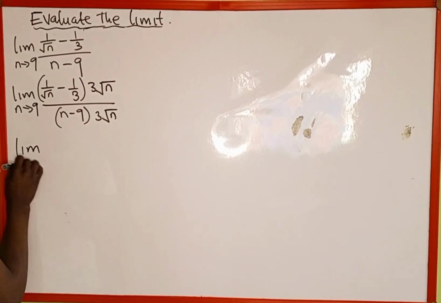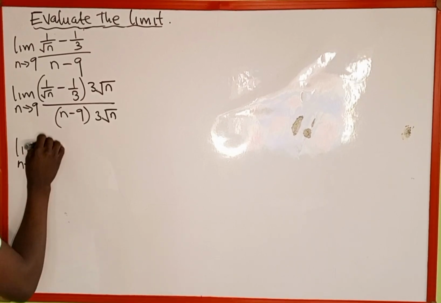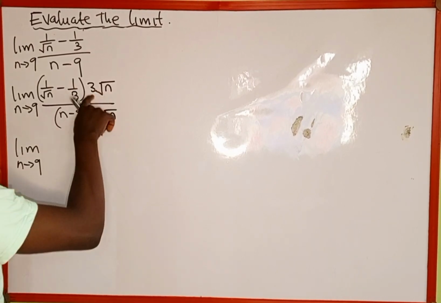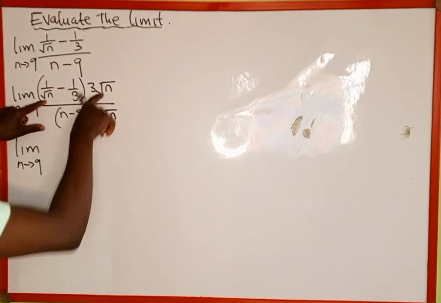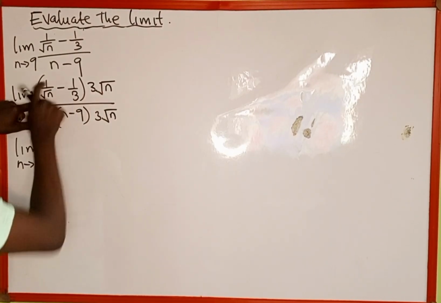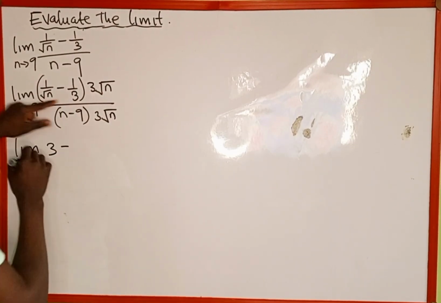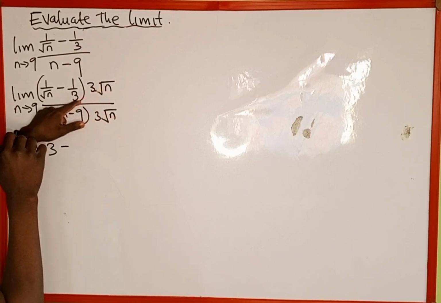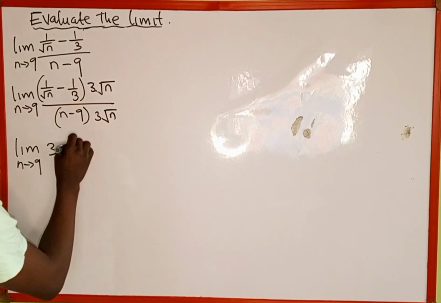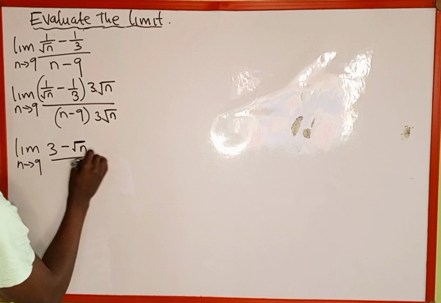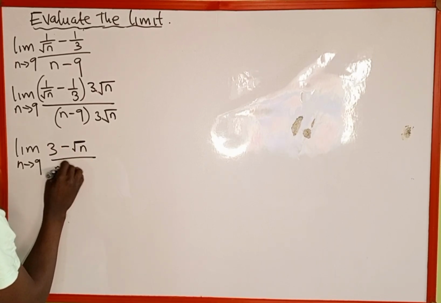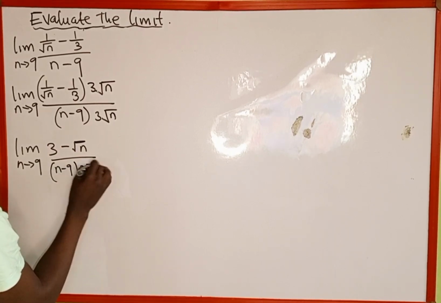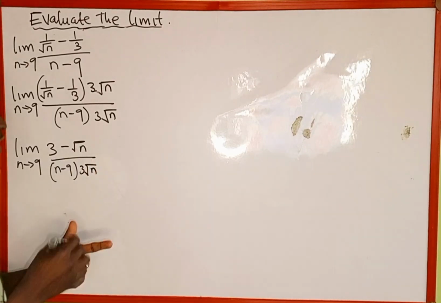We have limit as n approaches 9, then 3 root n multiplied by 1 over root n. Root n will cancel root n. 3 multiplied by 1 will be 3, and minus 3 root n over 3. 3 will cancel 3. Root n multiplied by 1 is going to give us root n, and everything all over n minus 9, then multiply by 3 root n. We're not going to touch the denominator.